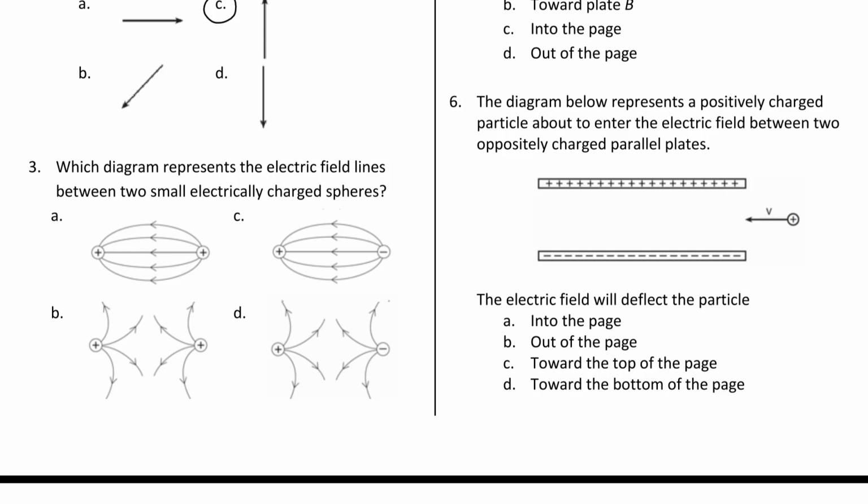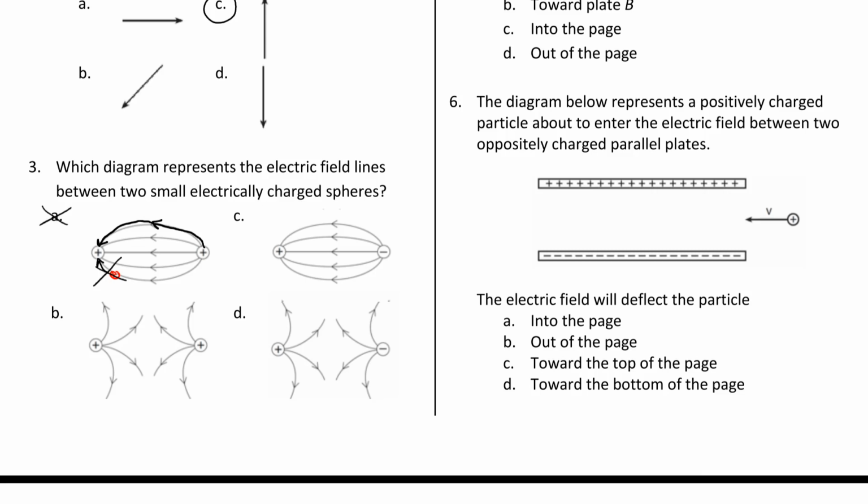So let's look at A. A shows the lines coming out of a positive charge. So far, so good. But now they're showing them going into a positive charge. And a positive test charge would not be attracted to this guy. It would be repelled away. So this is not going to work for us.